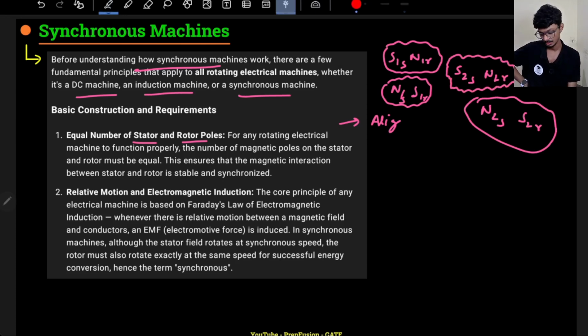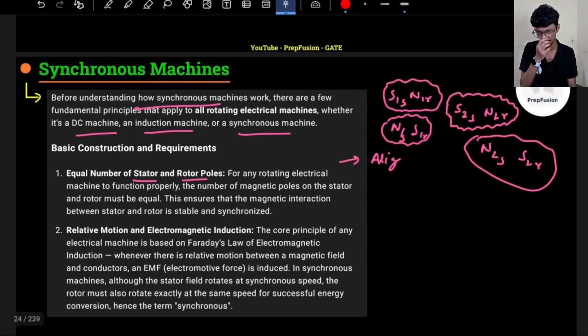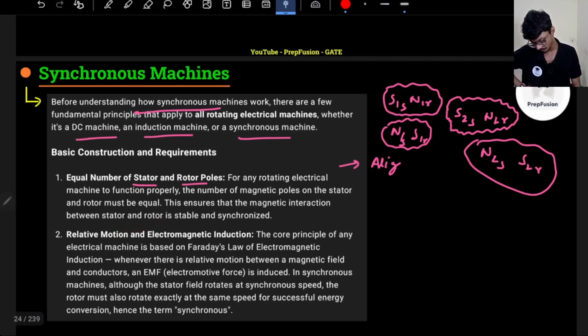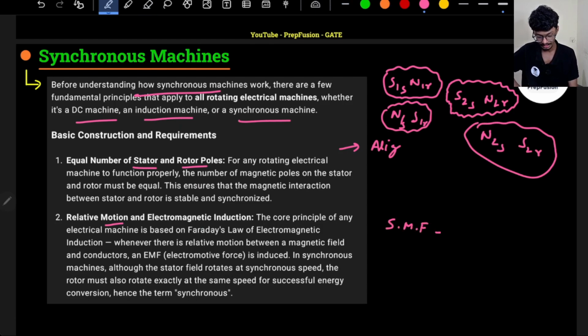Okay, that's it basically. That's why the number of poles must be equal, otherwise how will the alignment torque work? They must be equal to each other for proper synchronization. And the relative motion between the stator magnetic field and the rotor magnetic field must be equal to zero.